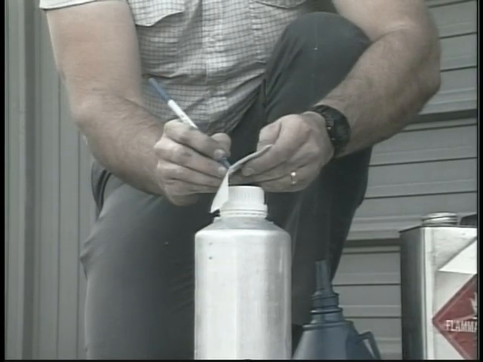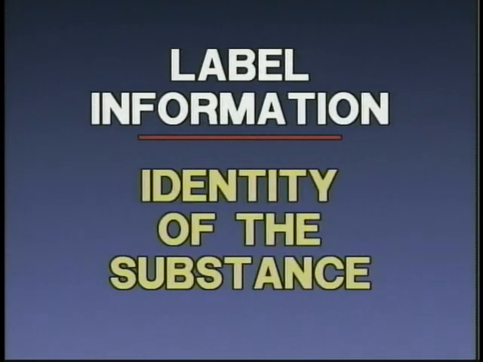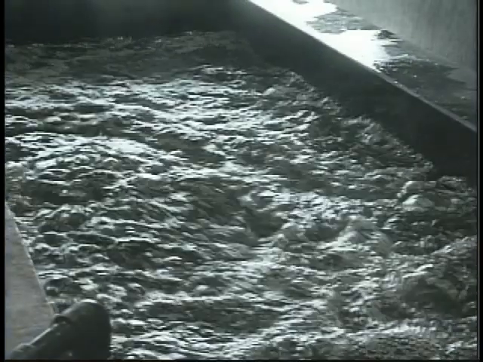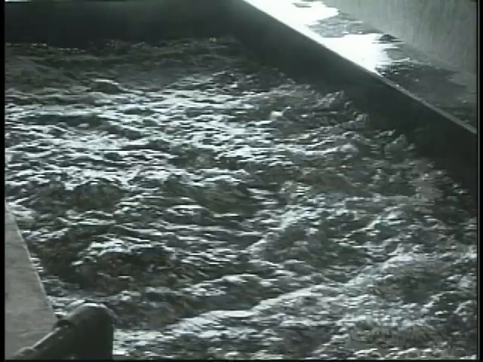Each label will have 3 important pieces of information you should be familiar with. 1. The identity of the substance. What is the chemical and what is it supposed to do?